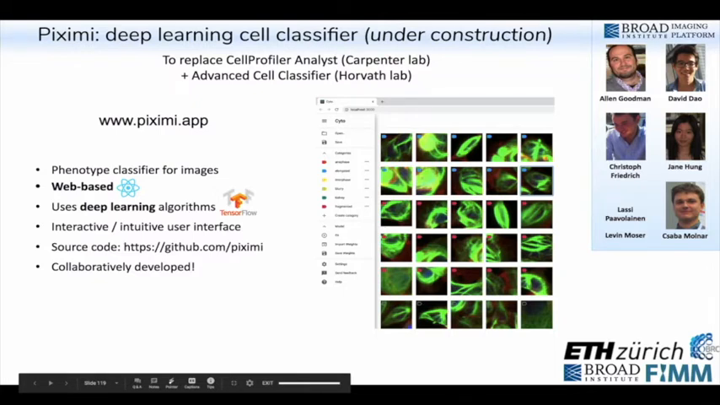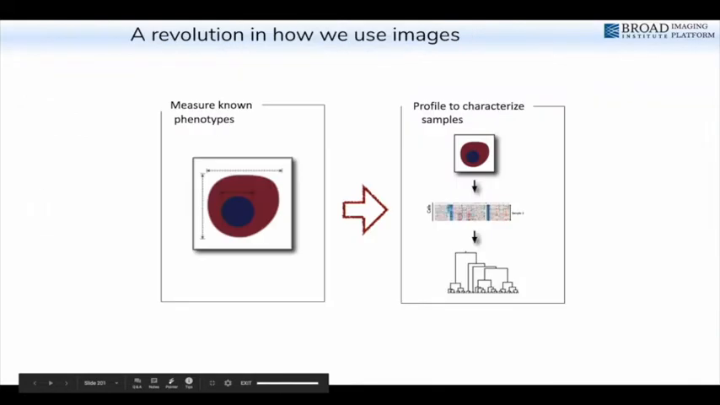Now that we know each other exists and we're both interested in the space, we're creating a replacement for both of those tools called Piximi, and it's just getting started, so it's really in very alpha form at this time, but it uses deep learning in the background, and it has that kind of interface of allowing biologists to label example phenotypes in their image sets. So if anybody is interested in working on this, we're having a hackathon coming soon, and I'd love to tell you more about it.